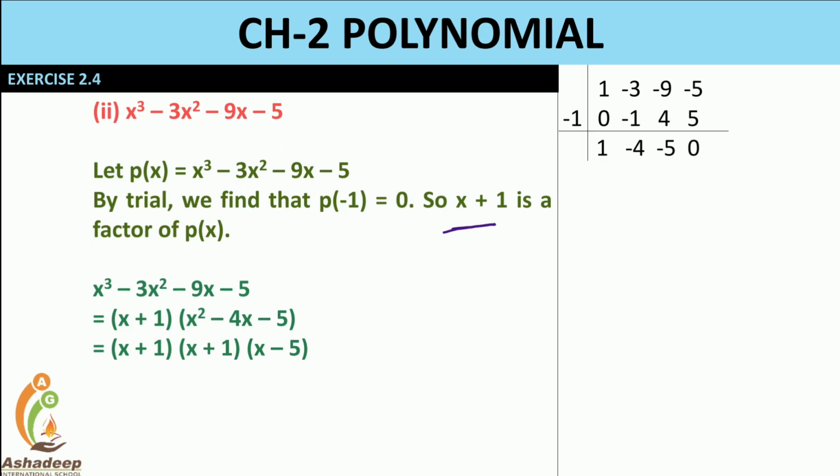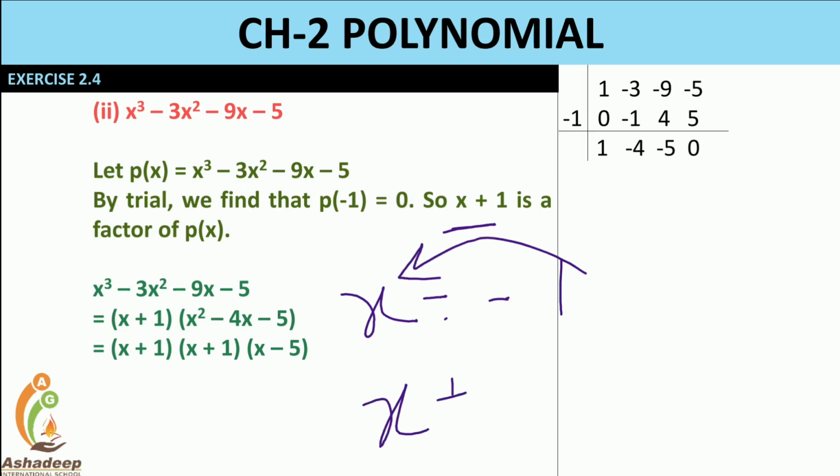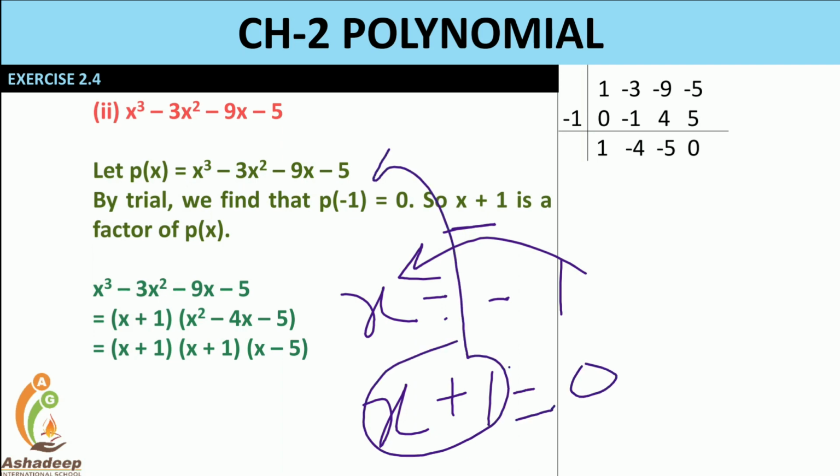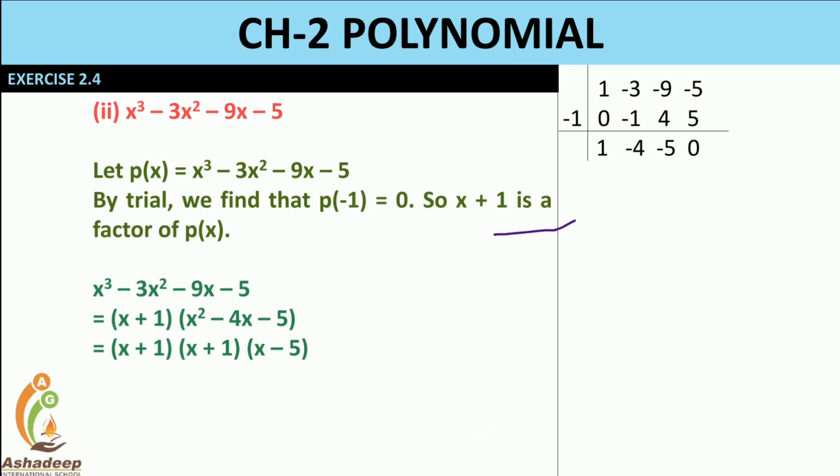Therefore, that means we get here x is equal to minus 1. Minus 1 comes onto this side, it becomes x plus 1 is equal to 0, and therefore x plus 1 is the factor of the given polynomial. So therefore x plus 1 is the factor of the given polynomial p of x.